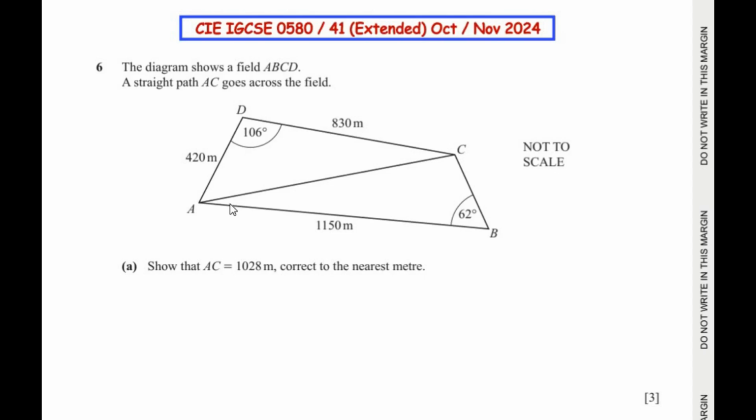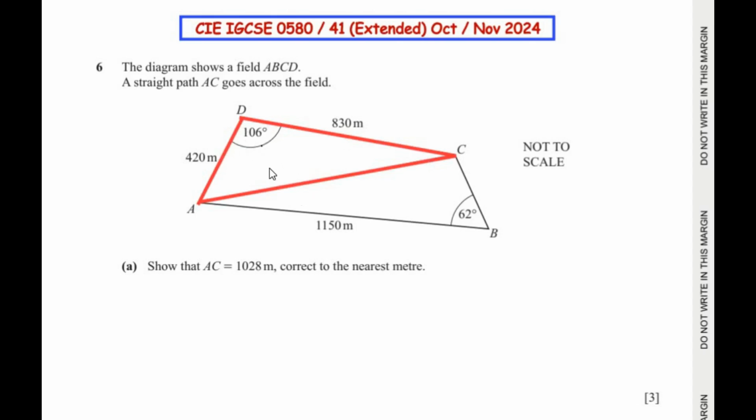Now here in this question a field is given in the shape of ABCD. And there is a straight path which connects the 2 points A and C. We have to find out the length of AC. So to find out the length of AC, we are going to consider the triangle ADC. Now in this triangle ADC, we have the value of AD, we have the value of CD, and we have the angle between these two sides, that is angle ADC.